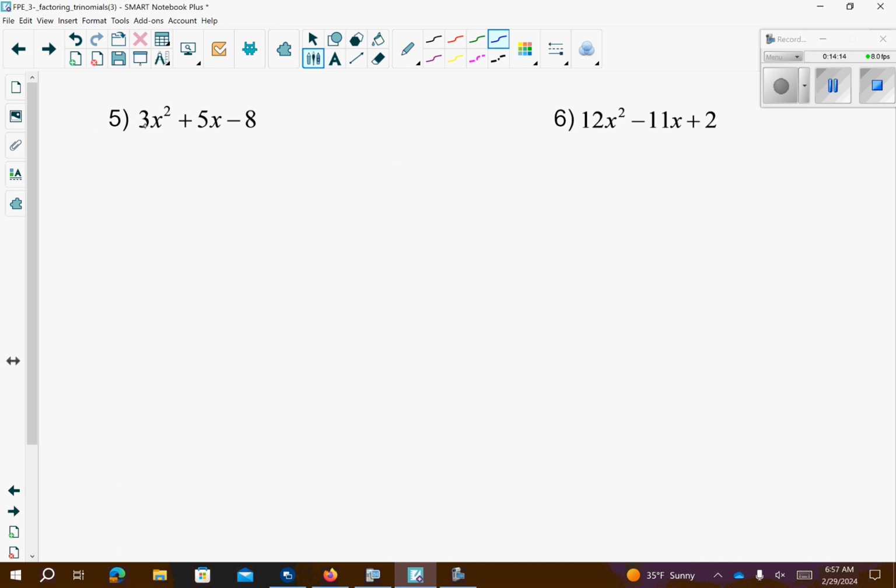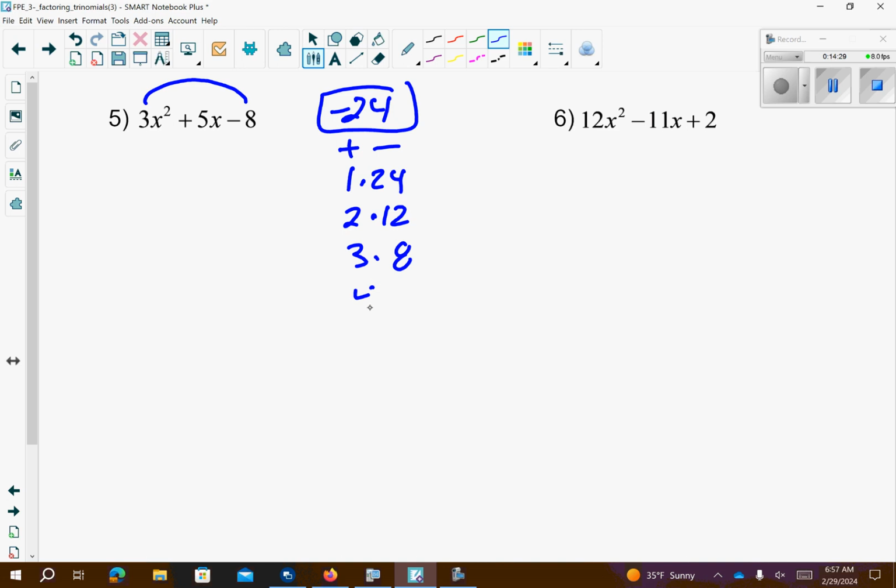Number 5, I don't have to put a 1 out front because I have a 3, so I get a negative 24. Okay, when I get a negative number, I know one has to be positive, one has to be negative when I multiply. And I know that 1 times 24. I also know that 2 times 12. I know that 3 times 8. And I know that 4 times 6.